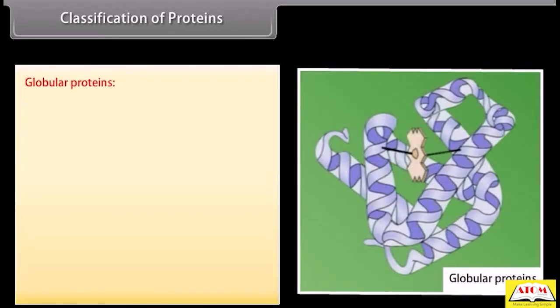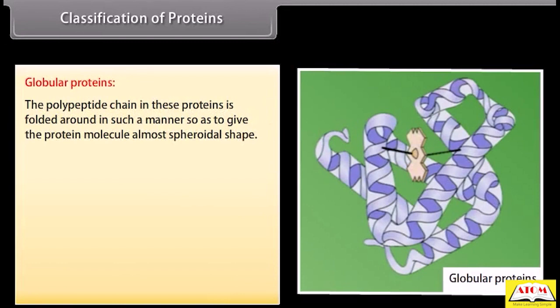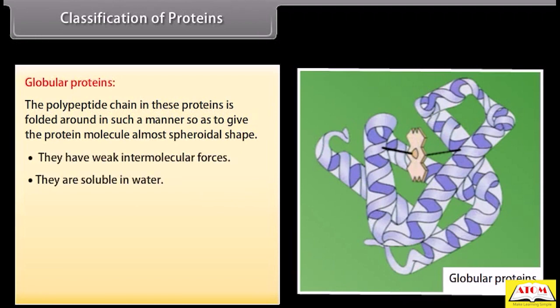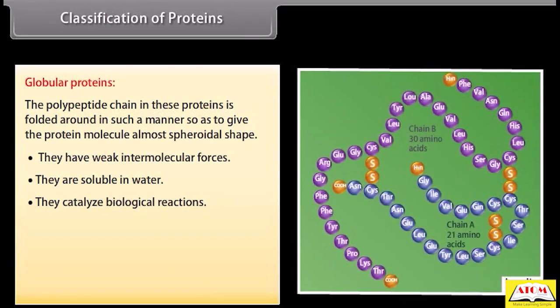Globular proteins. The polypeptide chain in these proteins is folded around in such a manner so as to give the protein molecule almost spheroidal shape. They have weak intermolecular forces. They are soluble in water. They catalyze biological reactions, for example, insulin and thyroglobin.